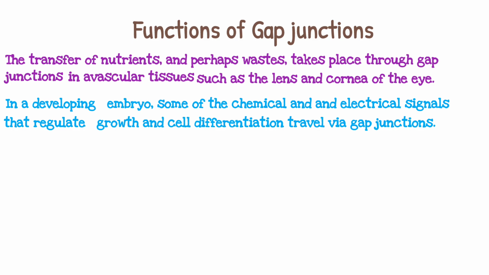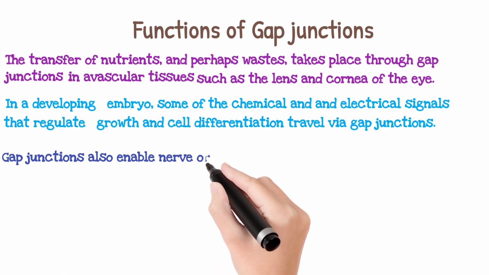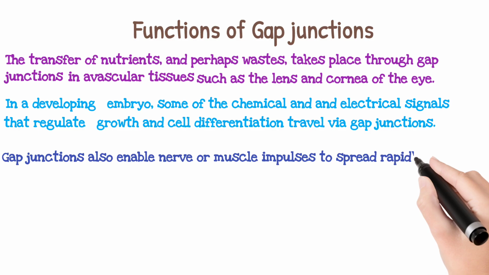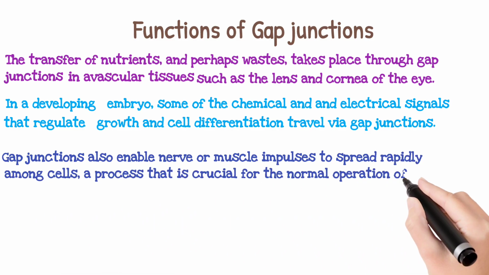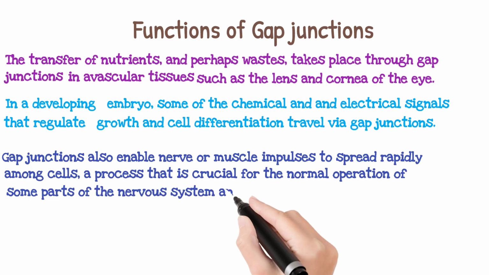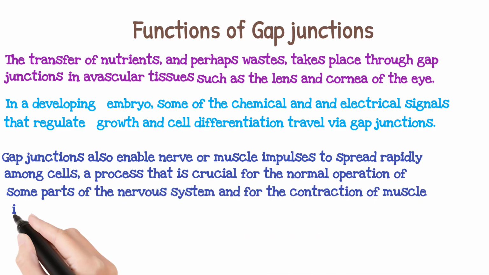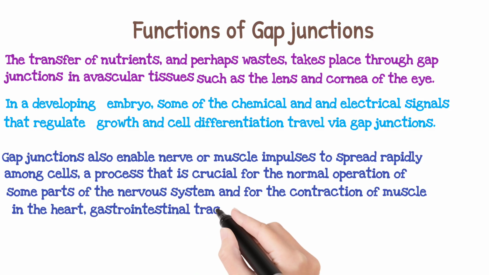Gap junctions also enable nerve or muscle impulses to spread rapidly among cells, a process that is crucial for the normal operation of some parts of the nervous system and for the contraction of muscle in the heart, gastrointestinal tract, and uterus.